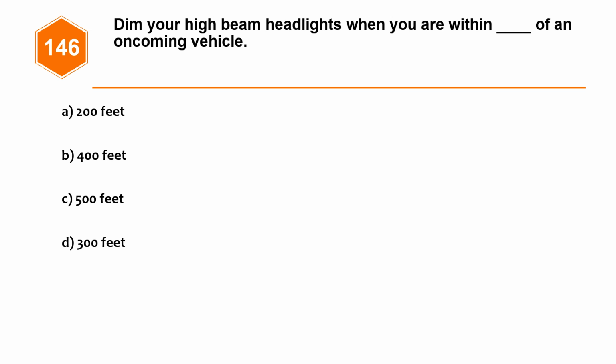Question 146. Dim your high beam headlights when you are within blank of an oncoming vehicle. Option A. 200 feet. Option B. 400 feet. Option C. 500 feet. Option D. 300 feet.